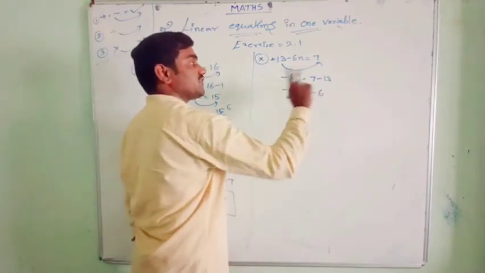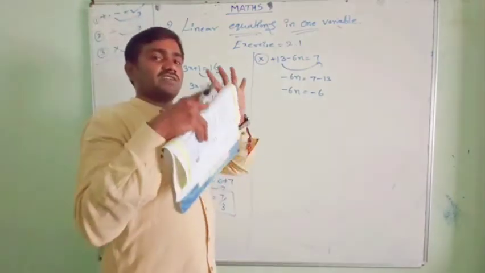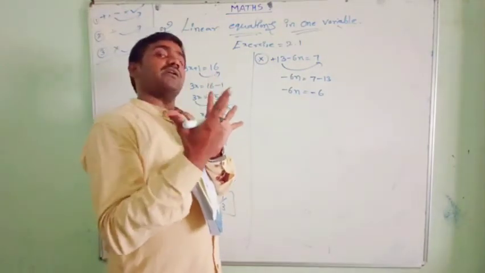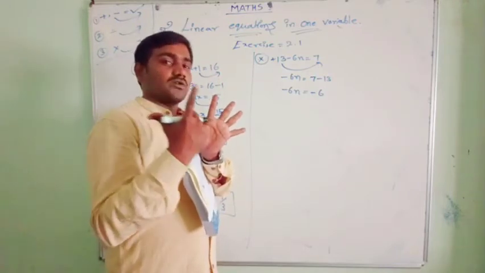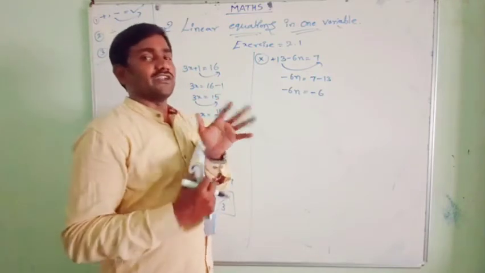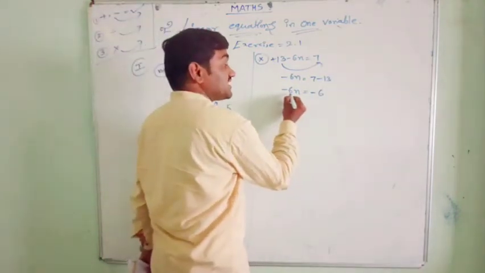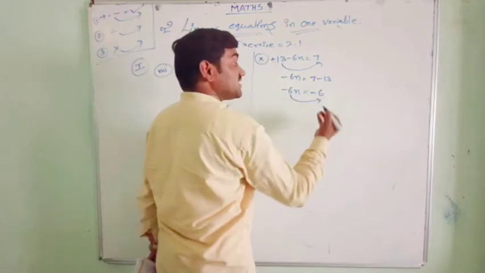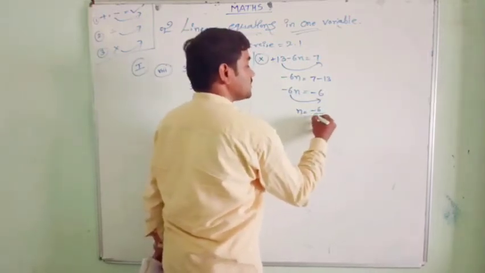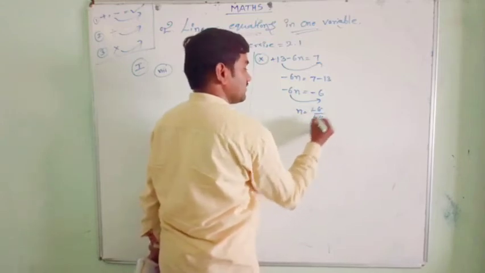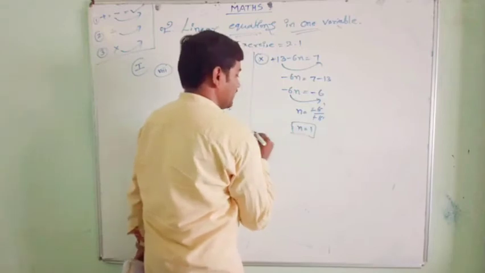Okay, 7 minus 13. From 7 you subtract 13. We cannot subtract 13 from 7 in natural numbers, but we can subtract when you have an idea about integers. When you subtract we get a negative integer, that is minus 6. Now here minus 6 is multiplied to n, so the minus 6 will be divided. So n equal to minus 6 by minus 6. Minus minus gets cancelled, 6 ones are 6, 6 ones are 6. Hence n equal to 1 by 1, that is nothing but 1.